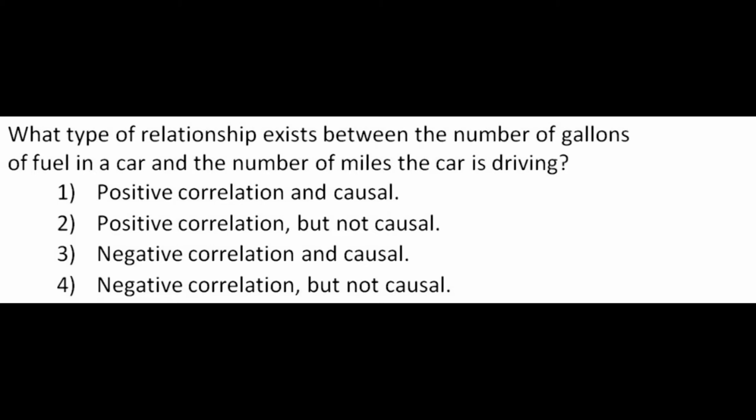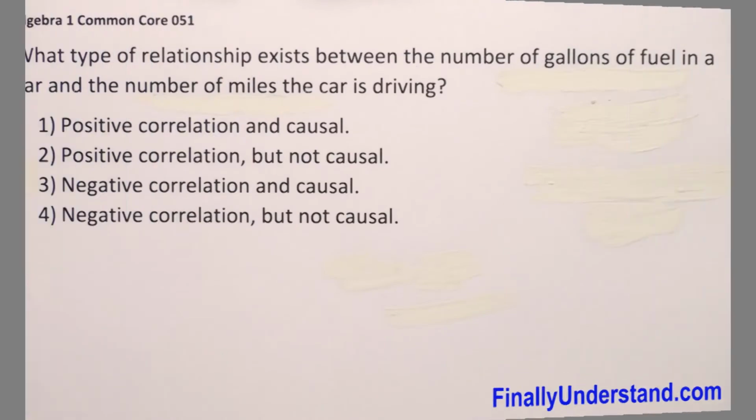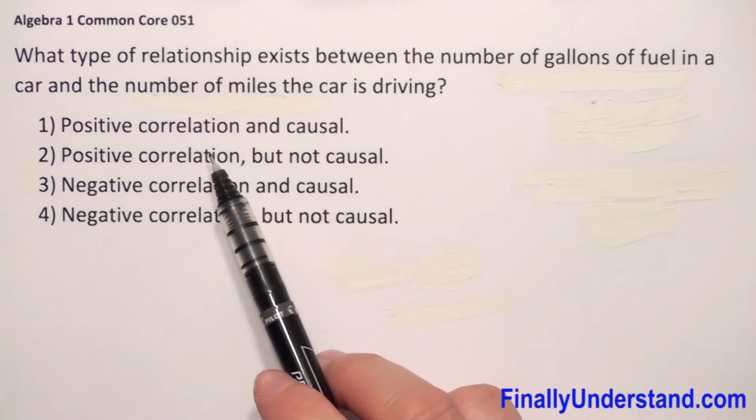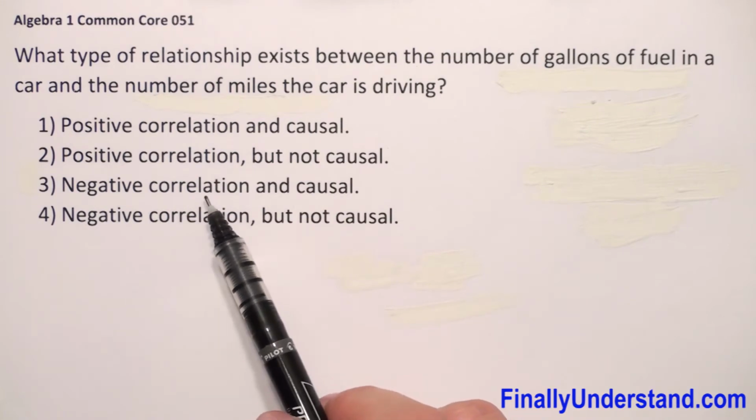What type of relationship exists between the number of gallons of fuel in the car and the number of miles the car is driving? Is this a positive correlation and causal, a positive correlation but not causal, a negative correlation and causal, or a negative correlation but not causal? First, we have to know what is positive or negative correlation.